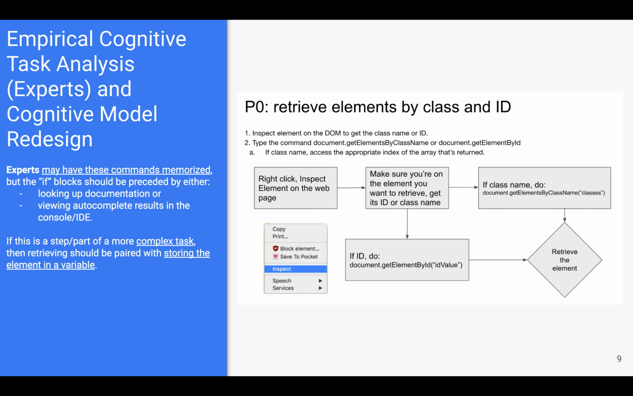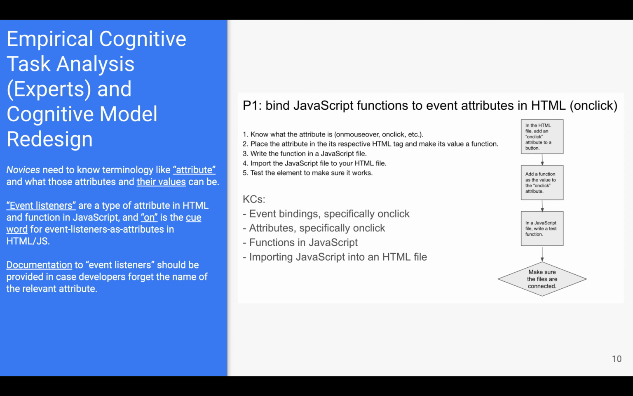Cognitive task analysis was conducted. You can see on the left the results of the empirical cognitive task analysis and the initial theoretical design on the right. It was found that experts may have commands memorized and they may store elements and variables when dealing with a complex coding task in JavaScript.